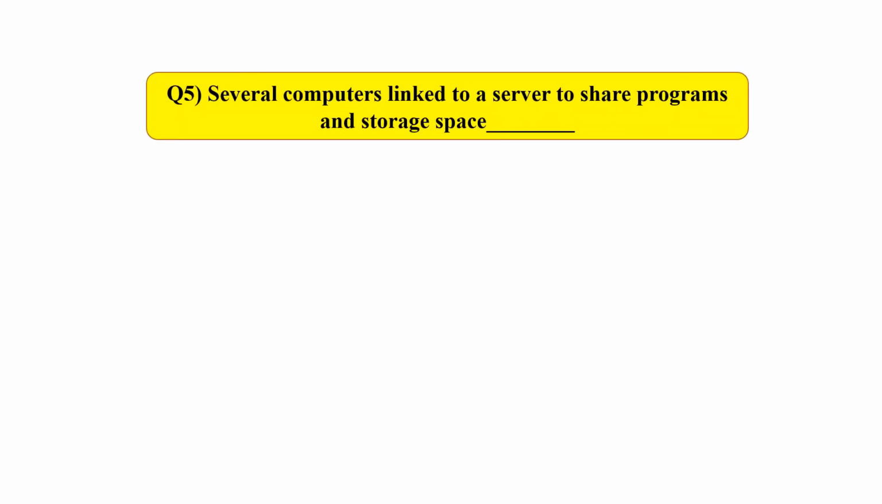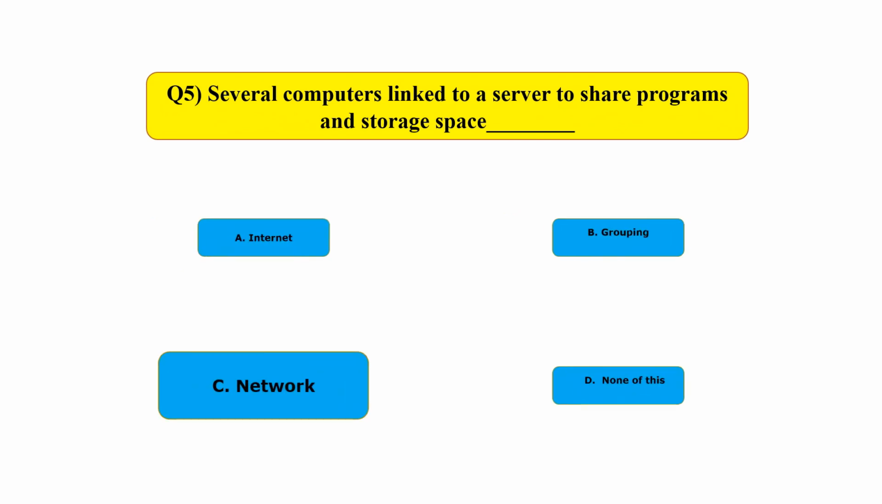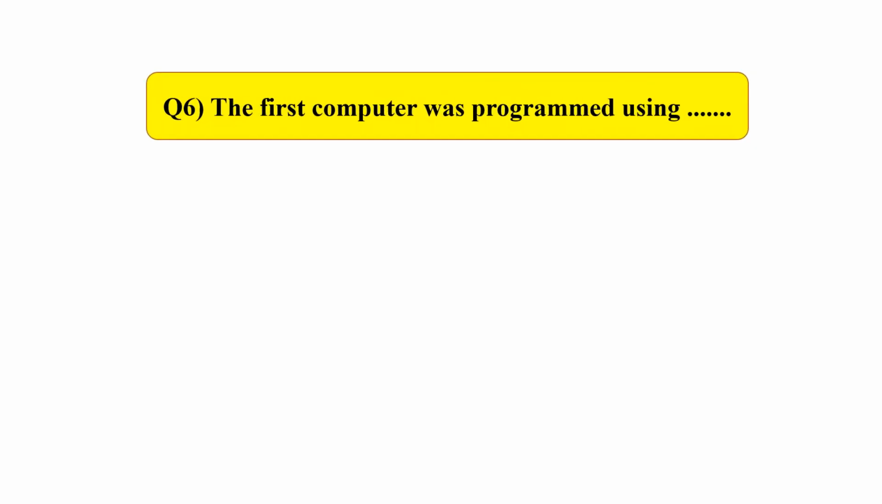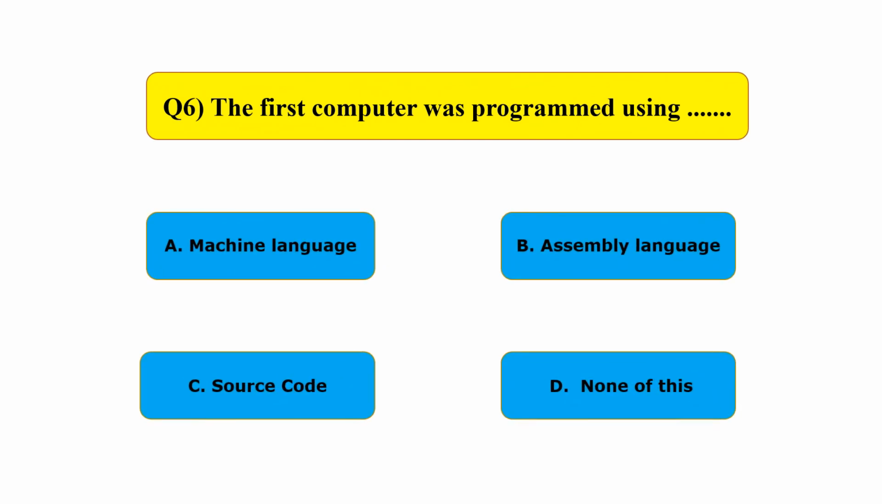Several computers link to a server to share programs and storage space. Answer C. Network. The first computer was programmed using dash. Answer A. Machine language.